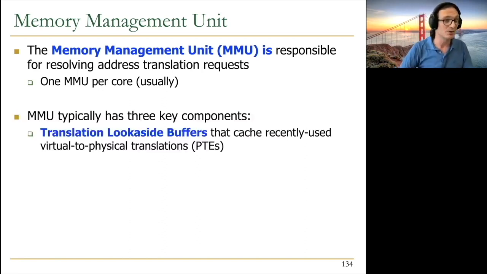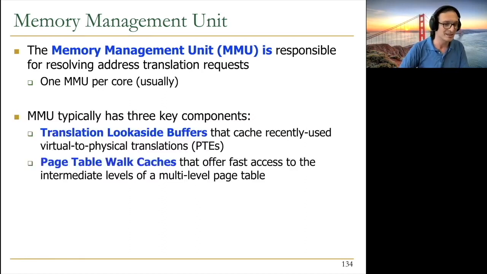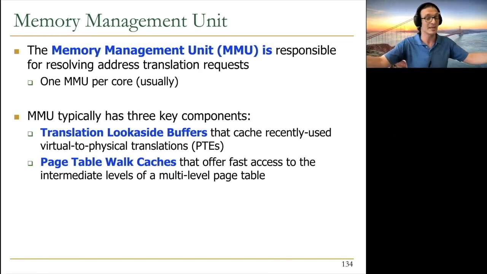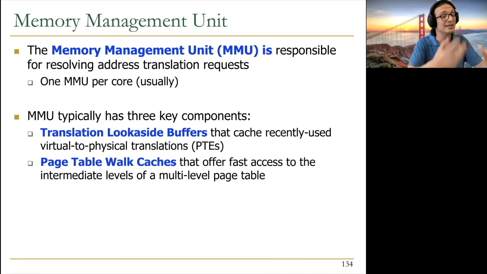MMU has 3 key components, TLBs. We know what TLBs are. Page table walk caches. They essentially offer fast access to the intermediate levels of a multi-level page table. So TLBs cache PTEs, not the intermediate parts of the page tables, but page table walk caches cache intermediate mappings at the page table hierarchy. This is to aid the translation on TLB misses essentially.